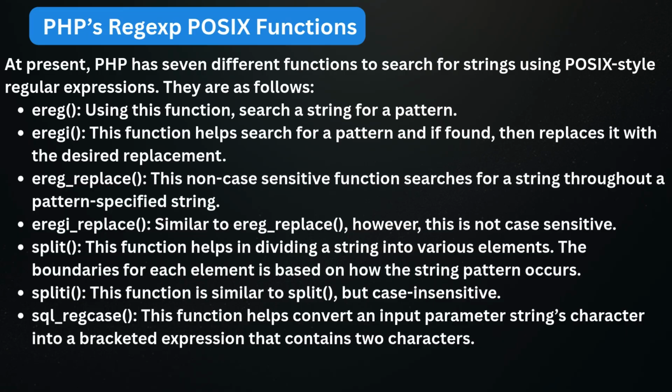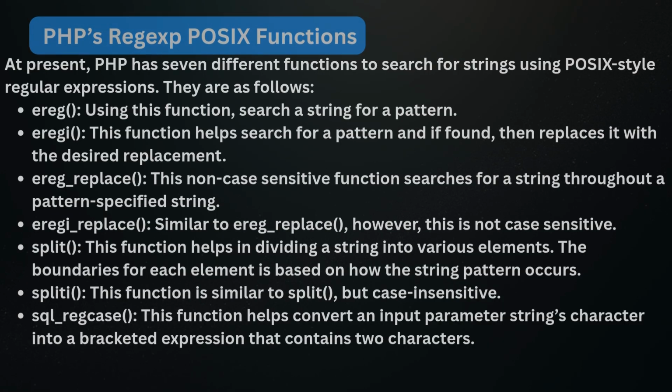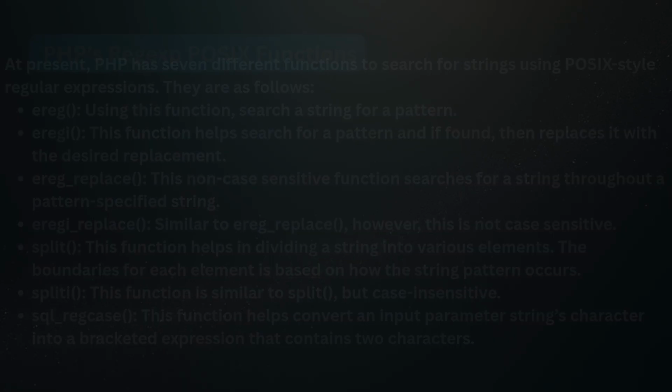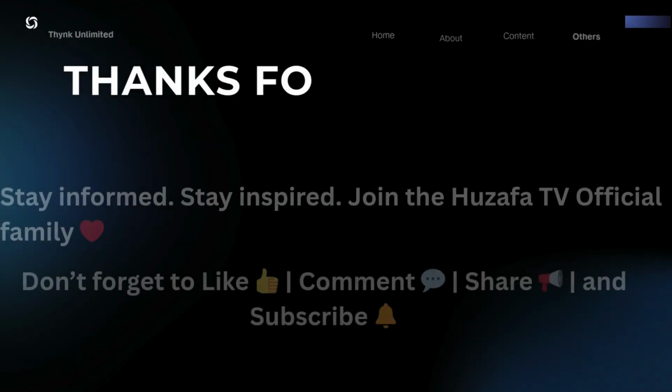However, as PHP evolved, these POSIX functions were replaced by Perl-compatible regular expressions, or PCRE functions, which are faster, more flexible, and far more powerful. So while POSIX functions helped establish the basics of pattern matching, the focus in modern PHP has completely shifted toward Perl-style regular expressions, using functions like preg_match and preg_replace.